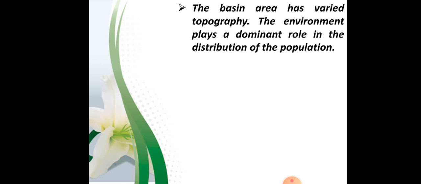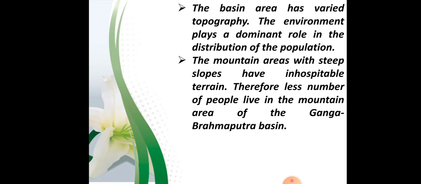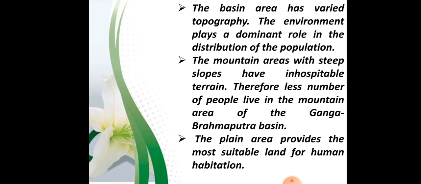The environment plays a dominant role in the distribution of population. The mountainous area with steep slopes has inhospitable terrain. Therefore, less number of people live in the mountain area of the Ganga Brahmaputra basin. The plain area provides the most suitable land for human habitation. The soil is fertile.